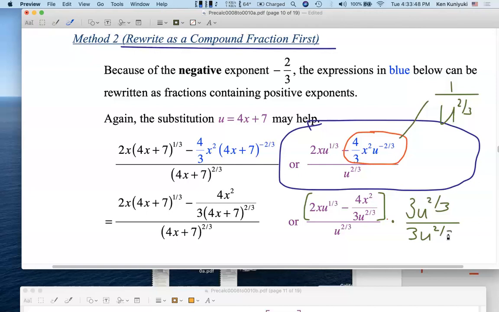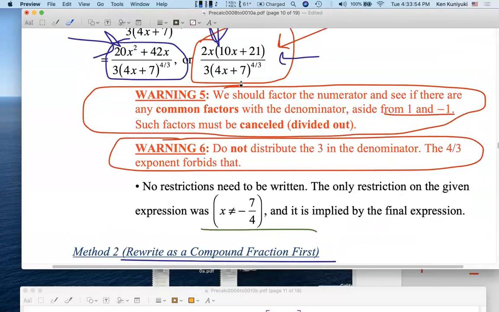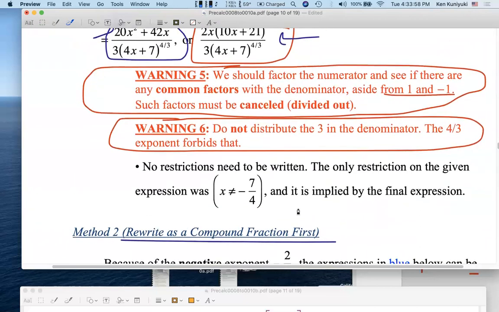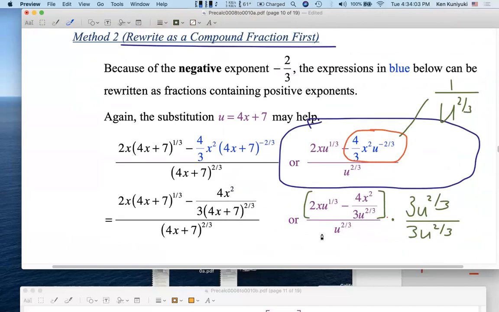By the way, we're not worried about domain issues right now. It turned out that -7/4 is the only restriction from the domain, and that was true throughout. There were no hidden restrictions, but don't worry about domain right now. We're having a hard enough time with this stuff. All right. So anyway, we're multiplying by 3u to the 2/3 over 3u to the 2/3. Okay, we're multiplying by 1. Again, don't worry about domain right now. And then we use what D word? We can distribute.